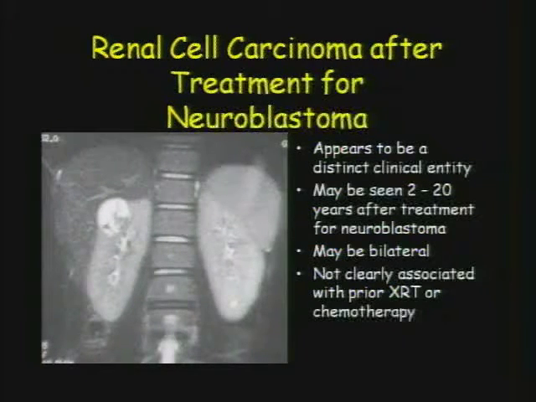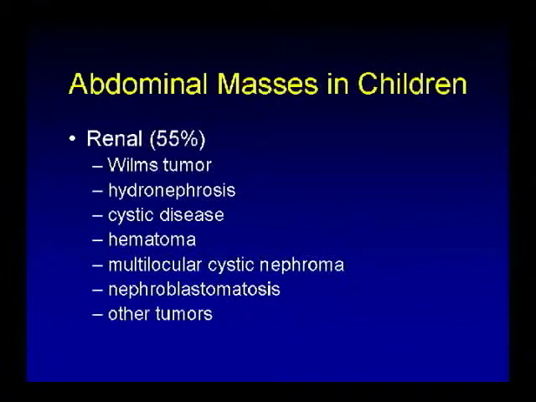This appears to be a distinct clinical entity. It can be seen 2 to 20 years after the treatment for neuroblastoma. It's often bilateral, and it's not associated with the location of the tumor. I've seen these come from primaries up in the neck of neuroblastoma. It's not related to the radiation therapy or the chemotherapy. There's been one patient that had a neuroblastoma and then a renal cell carcinoma and then a pheochromocytoma in the literature as well.